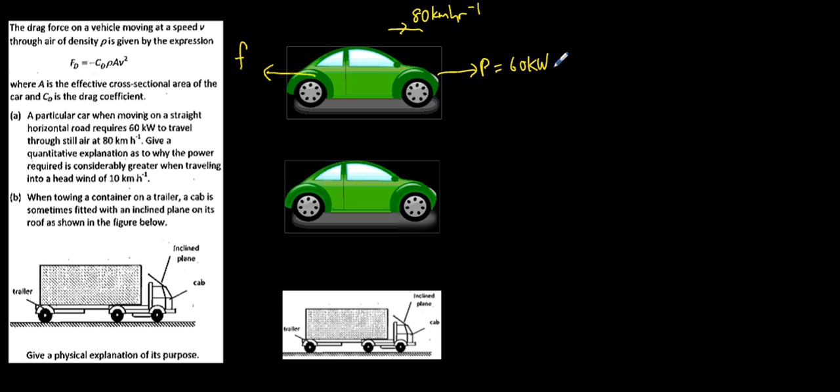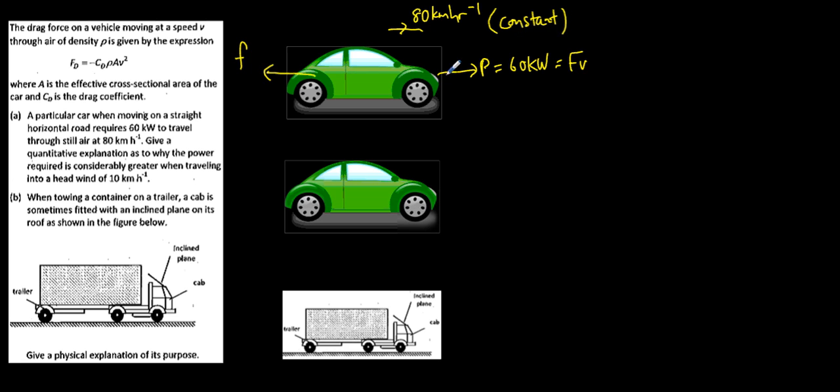We also understand that power is big F times V. This one is very important. Power is big F times V. They say travel through still air at 80, which means this 80 is a constant speed. When constant speed, that means this big F and this small f must be equal. Do you know why? Because at constant speed there is no resultant force acting on this car. When there is no resultant force, the forward force and the backward force are the same.